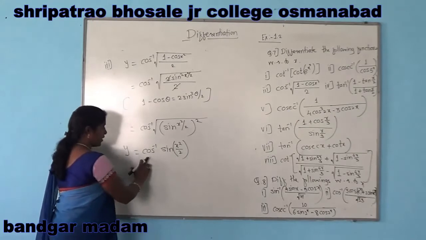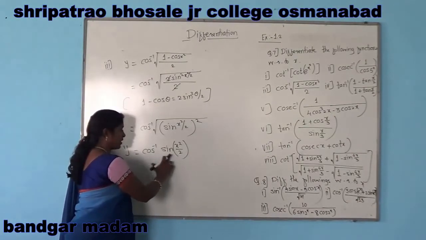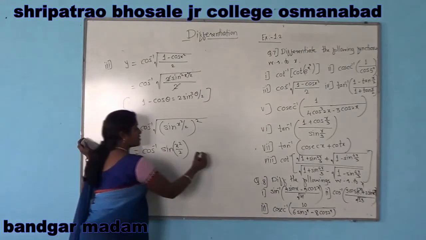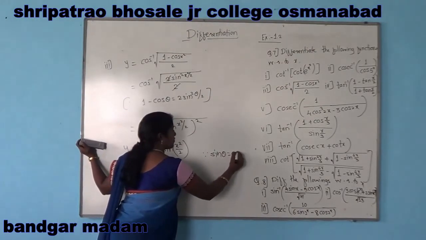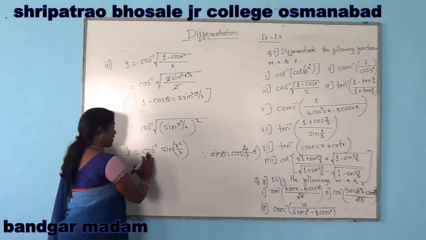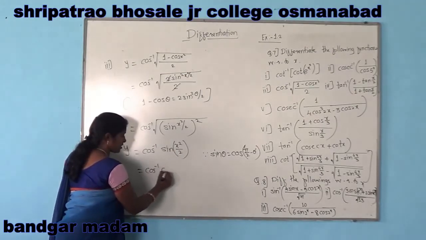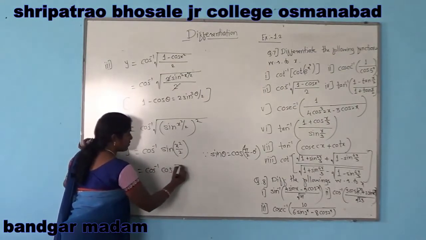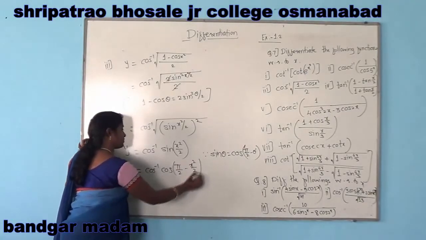Now we have the cos inverse of sin form. We can convert this sin into cos, as we know the formula sin theta is equal to cos of pi by 2 minus theta. So converting sin into cos, so that we can cancel cos inverse and cos, we get cos of pi by 2 minus x square by 2.